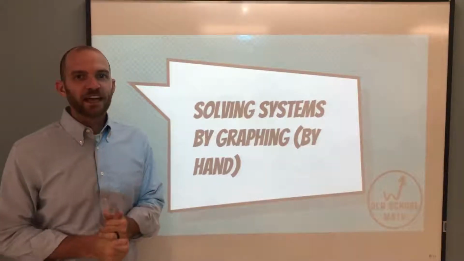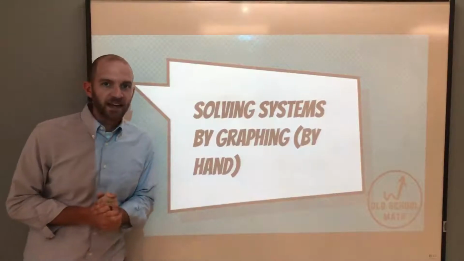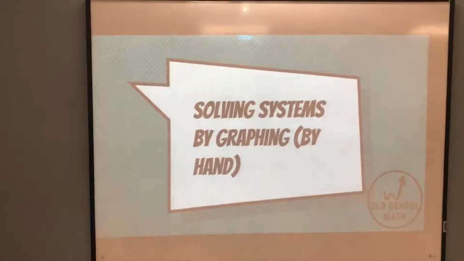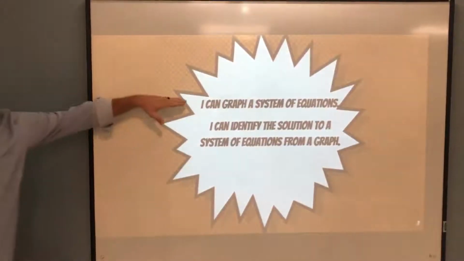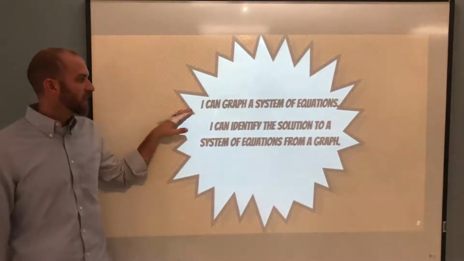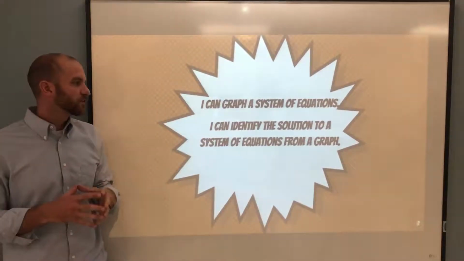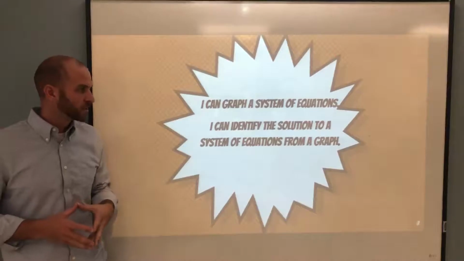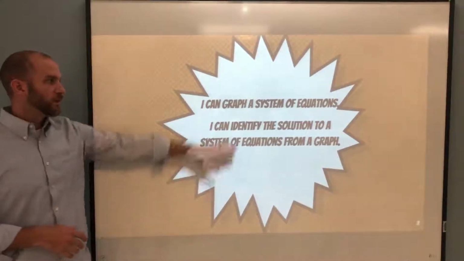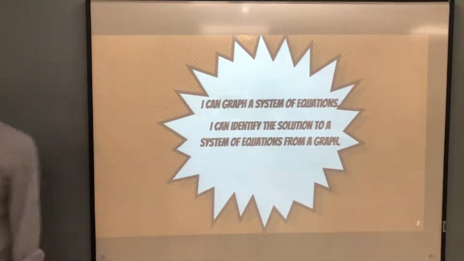Today we're going to take a look at graphing systems of equations by hand. The I can statements for this lesson are as follows. I can graph a system of equations, and I can also identify the solution to a system of equations from a graph. We'll need to be able to do this in order to do this.